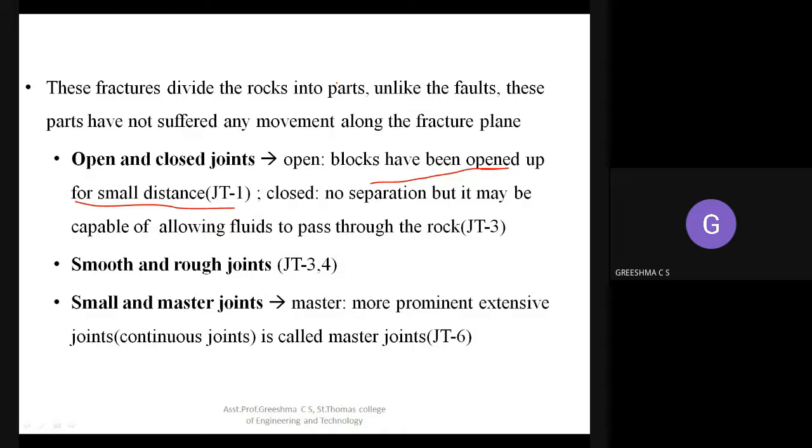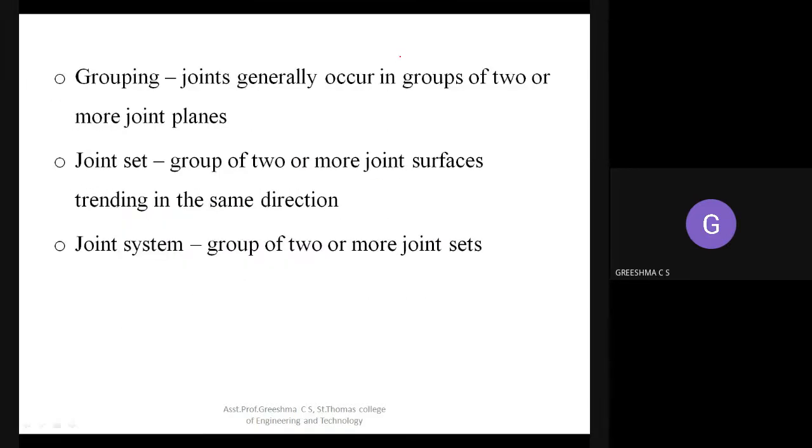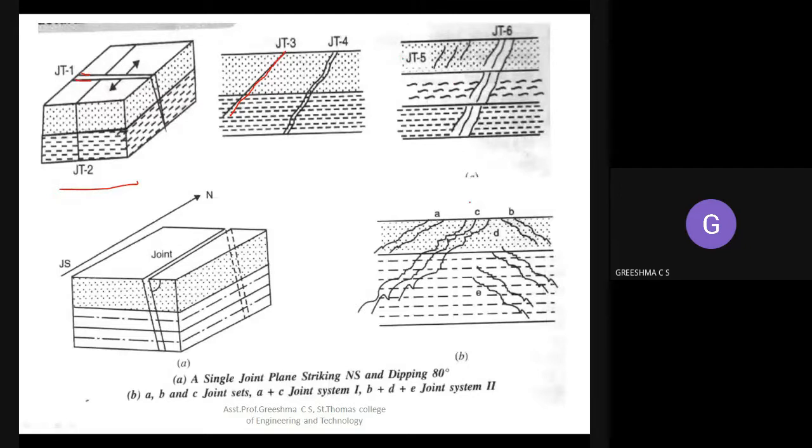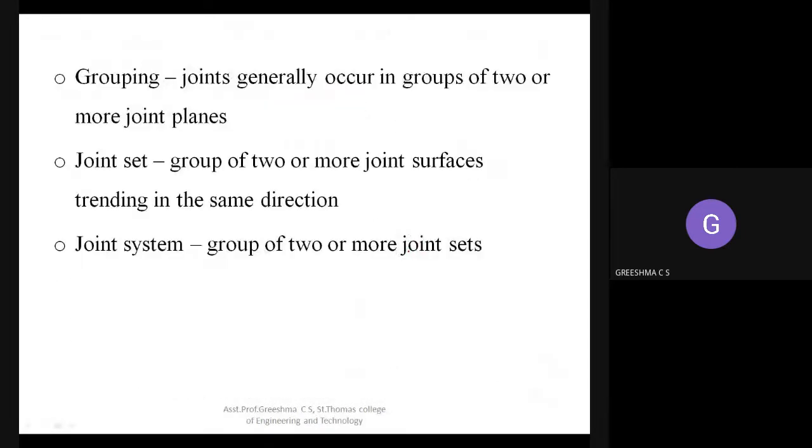Master means most prominent, extensive joints are called master joints. That means if it is a continuous joint, it is called a master joint. See, if you can see here, this is a continuous joint. So these continuous joints are called master joints, and discontinuous joints are called small joints. If the joint is going continuous, it is called a master joint. Joints which are discontinuous are called small joints. Okay, that's it.